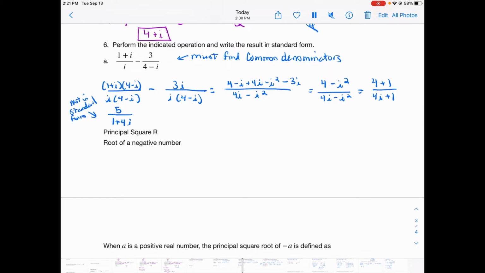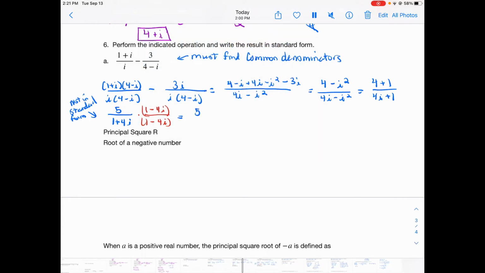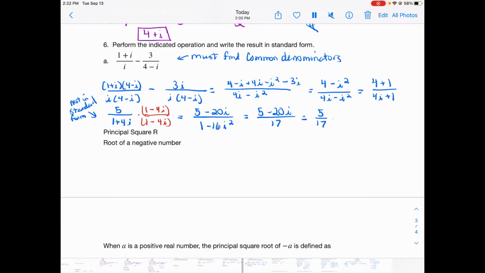I'm still not done. So I'm going to multiply the top and bottom of this fraction by the conjugate of 1 plus 4i, which is 1 minus 4i. And then we're going to multiply again. And I get 5 minus 20i over 1, and then the middle terms cancel each other out, and you end up with minus 16i squared, which just becomes 17. Now this time I do have a GCF on top, a 5, but if I factor the 5 out, it doesn't cancel out with the 17, so it doesn't help me any. So I'm just going to break up the fraction and rewrite each of those real parts over 17. So this is how you'd write the answer in standard form.